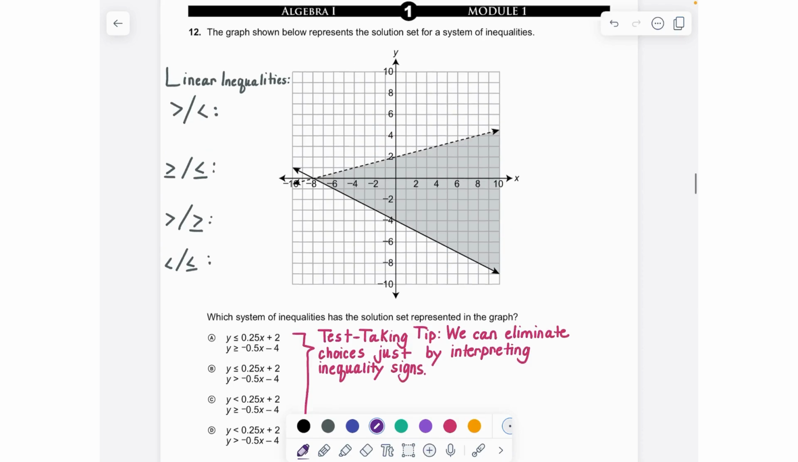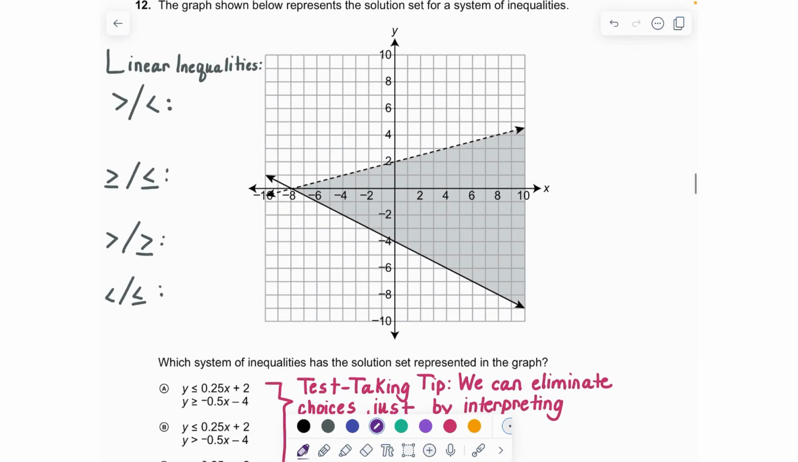So just a little recap before we use that tip to eliminate some choices. If you have a greater than or less than, strictly greater than, strictly less than, meaning that that cannot be included in your solution, you would use a dashed line. So when there is no line underneath your inequality sign, when you connect your dots of your y equals mx plus b, or y is greater than mx plus b, or y is less than mx plus b, you would use a dashed line when something is strictly greater or strictly less than for a linear inequality.